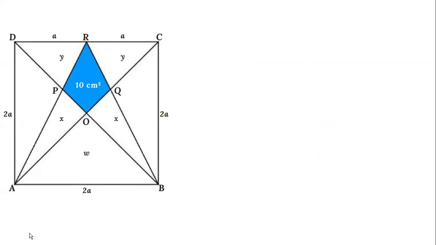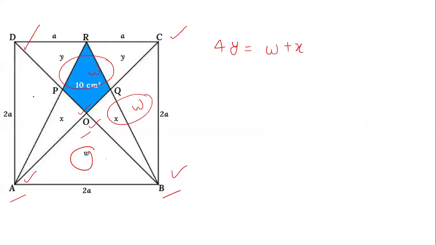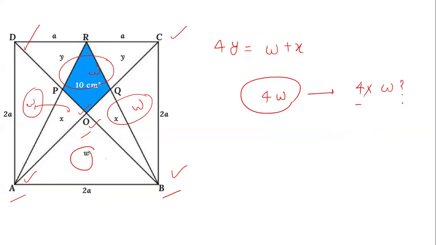So now we have many relations. Let's start with this relation, 4Y is equal to W plus X. Because this is W and there are four similar parts, AOB, which is similar to COD, and DOA. So this whole part is W, this whole part is also W, and this whole part including this also is W. So the total square area is 4W. Our goal is to find the value of W, then we multiply it by 4, and this is the area of the square.